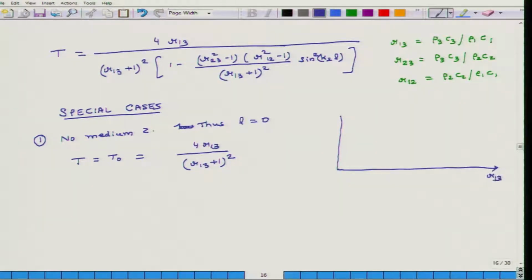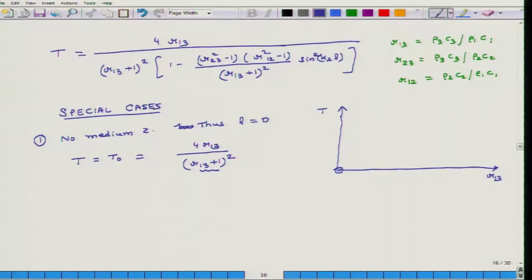So on the x axis I am going to plot R13, on the y axis I am going to plot the value of T. When R13 is equal to 0, T is 0, and when R13 is extremely large, then once again T becomes 0. When R13 is very large, this denominator is approximately equal to R13 square, and that R13 square cancels with R13, so I am still left with R13 in the denominator.